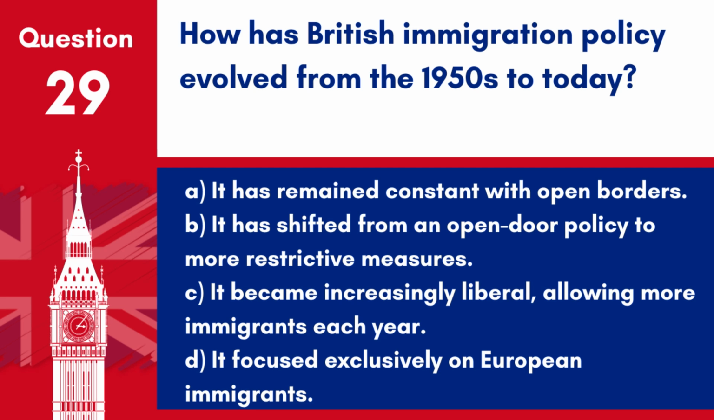C. It became increasingly liberal, allowing more immigrants each year. D. It focused exclusively on European immigrants. Answer. B. It has shifted from an open-door policy to more restrictive measures. British immigration policy has become increasingly stringent, reflecting changing economic conditions, political pressures, and social attitudes.